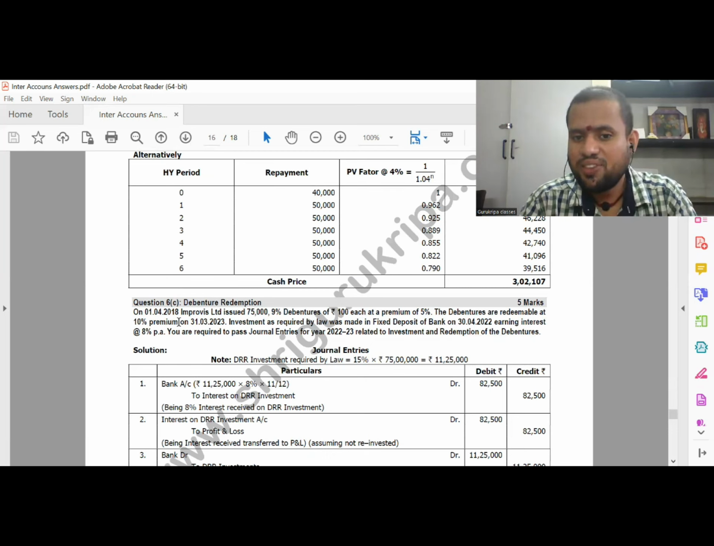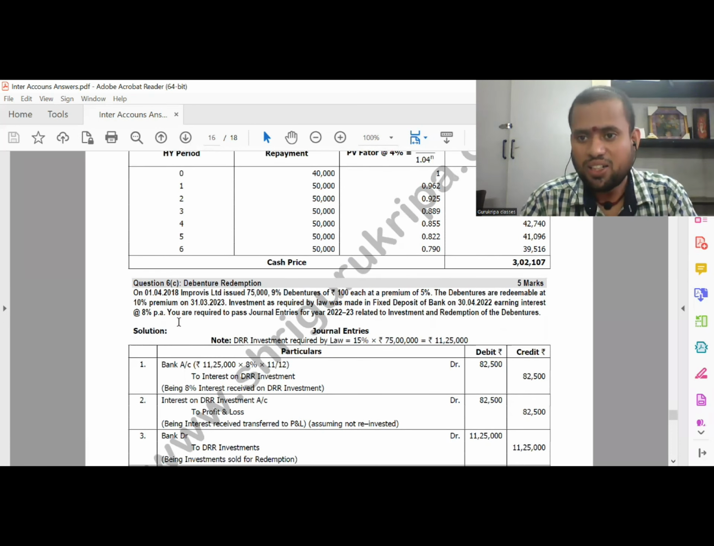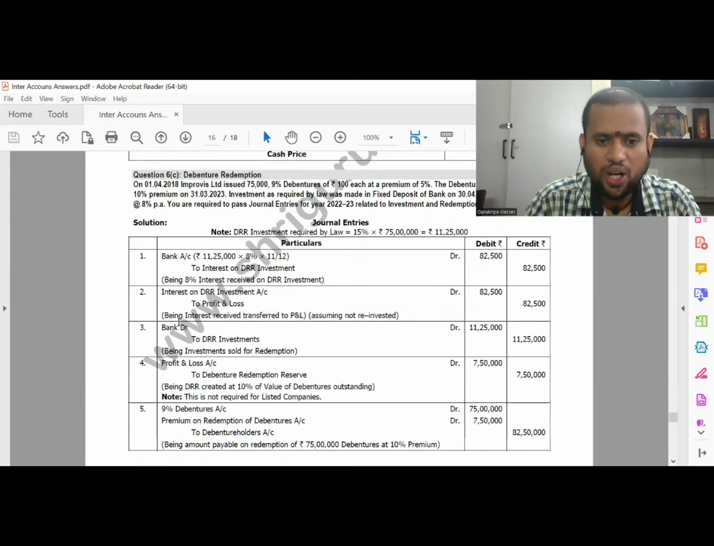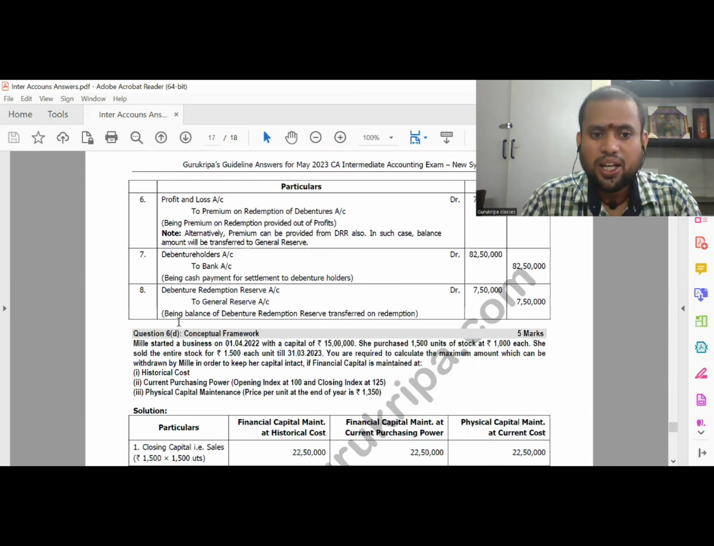And it is not given whether it is a listed company or unlisted company. For a listed company, DRR requirement is not there. For an unlisted company, 10% DRR we have to create. That point also we have to take care of.